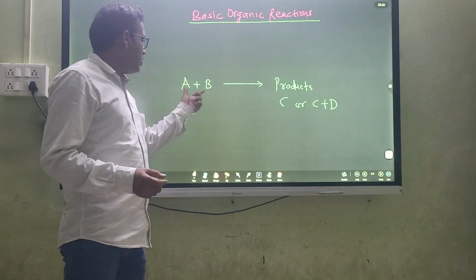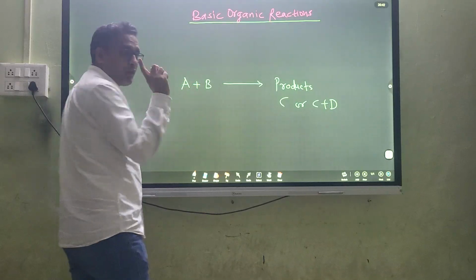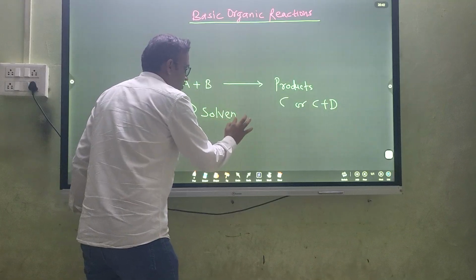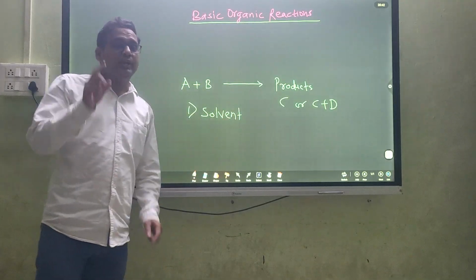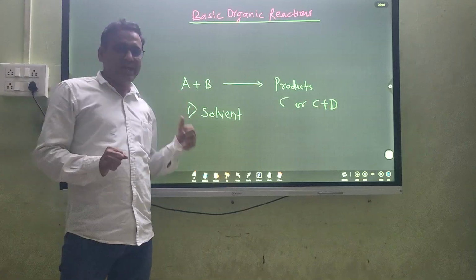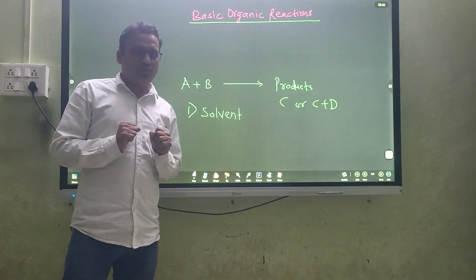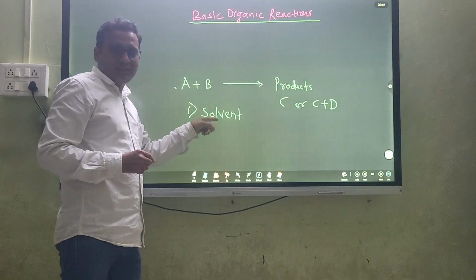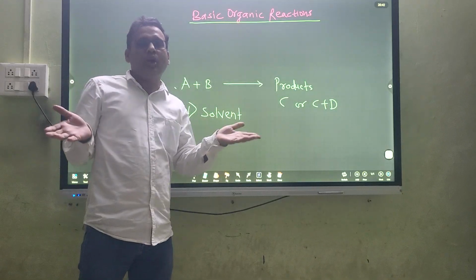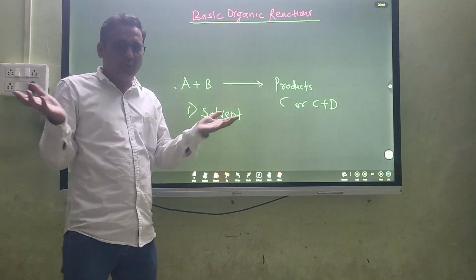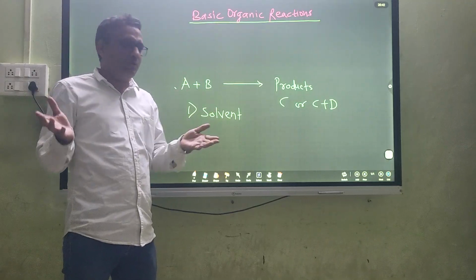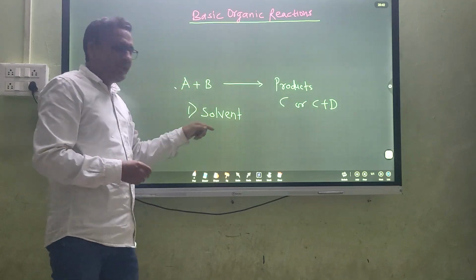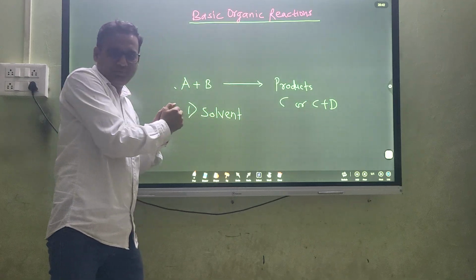Now, for these reactions the first requirement is the solvent. The solvent plays a very important role in reactions. The role of the solvent is to dissolve A and B. The solvent may be a protic solvent or a non-polar solvent. A and B can be dissolved in this solvent.